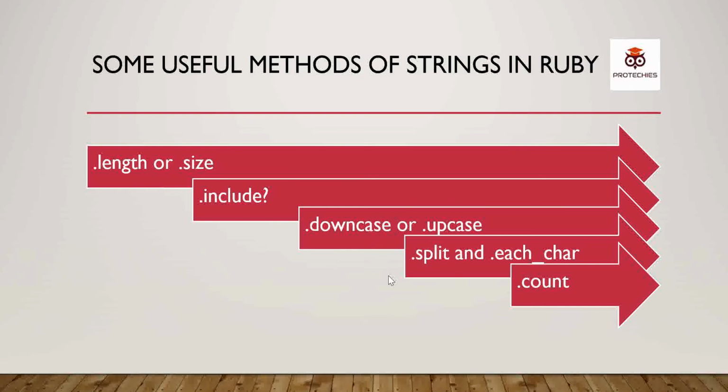And we can also convert the string from any case to downcase or upcase. Okay, and then we have two methods to convert the string into an array, which are dot each_char and dot split. And the next useful method is dot count, to count how many times any particular letter is repeated in the string. Let's move forward.